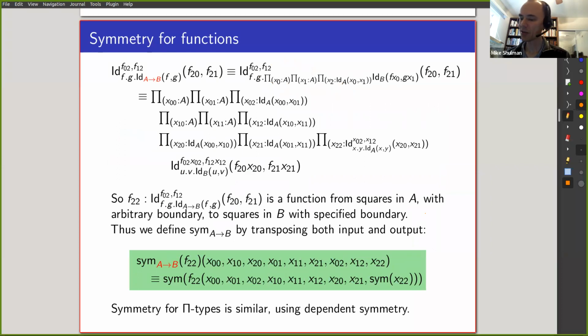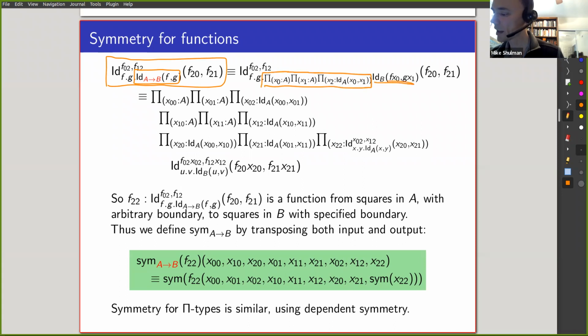For symmetry in functions, let's think about what a square in a function type is. Again, the notation gets a little bit hairy, but the basic idea is actually not too complicated. So here we have id of a function type down in the subscript. Id of a function type is functions that take any identification in A to an identification in B. So I'm using our fattened up notion of function extensionality in the subscript here.